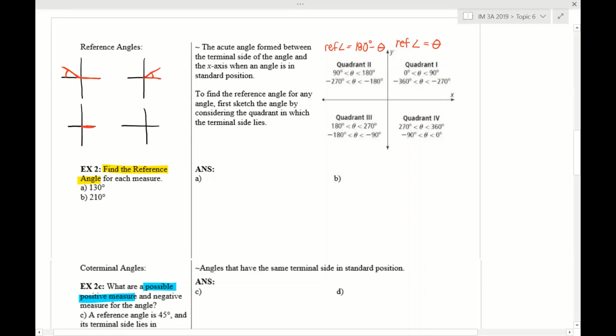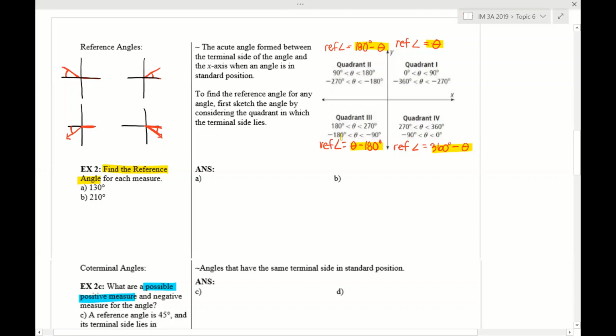If the terminal side for theta is in quadrant 3, the reference angle attaches to the x-axis on the negative side below. To find the value of the reference angle, I'm going to take the angle minus 180. And finally, if the terminal side of the angle is in quadrant 4, the reference angle touches the x-axis there. To identify its value, I'm going to take 360 degrees and subtract theta. So I'm using these formulas to find a reference angle depending on which quadrant theta lies in.